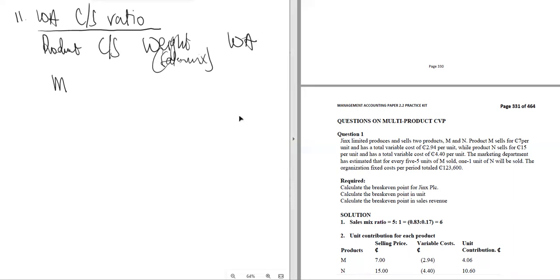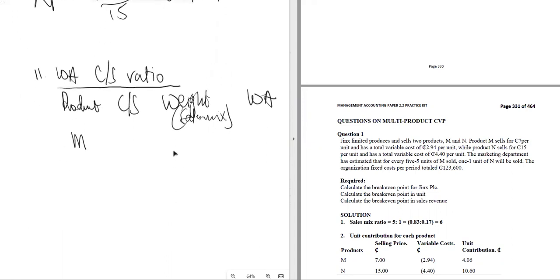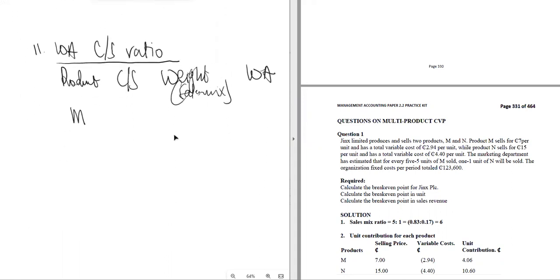Okay, so this is the approach. So once we get the CS ratio, what did we get for the CS ratio? I have even forgotten. I think we had 0.58 and something. Let's see. Okay, 0.58 and 0.707. So I think the CS ratio for this guy was 0.58, and then for N was 0.707.